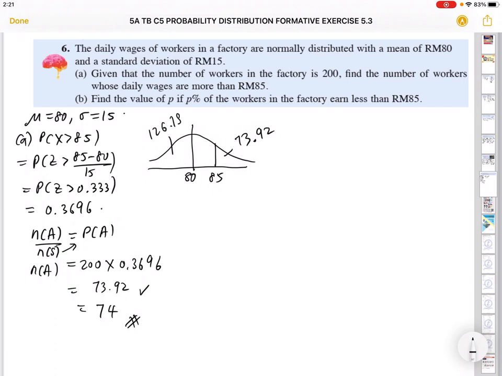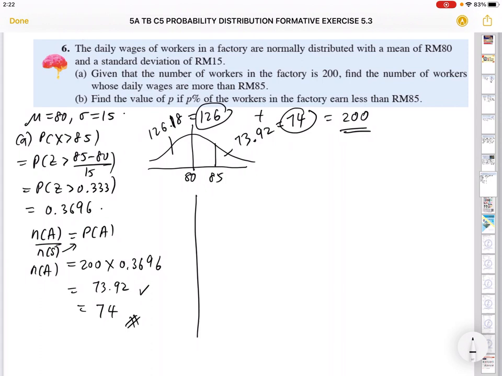So should you round this up or should you round it down? This one you should round up to 74. This one you should round down to 126, so that when you add up, it must be exactly 200. Understand? So please don't think, oh, not a full person, it's half a person, so we take the smaller number. No, rounding off to the nearest integer will do. Okay, that is my part A.